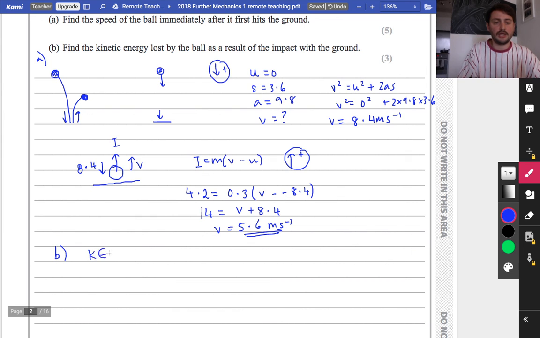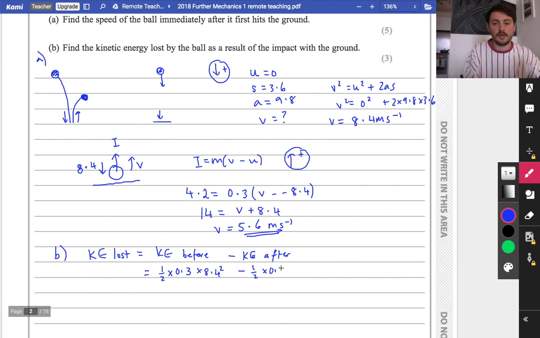So the kinetic energy lost is going to be the kinetic energy before the impact minus the kinetic energy that it has after. So it's going to be a half times the mass times the speed squared minus a half times the mass times the speed squared. I'm just going to type that in a calculator. So that's 5.88 joules. No rounding required because we've already got it with 3 numbers. Okay, easy first question.